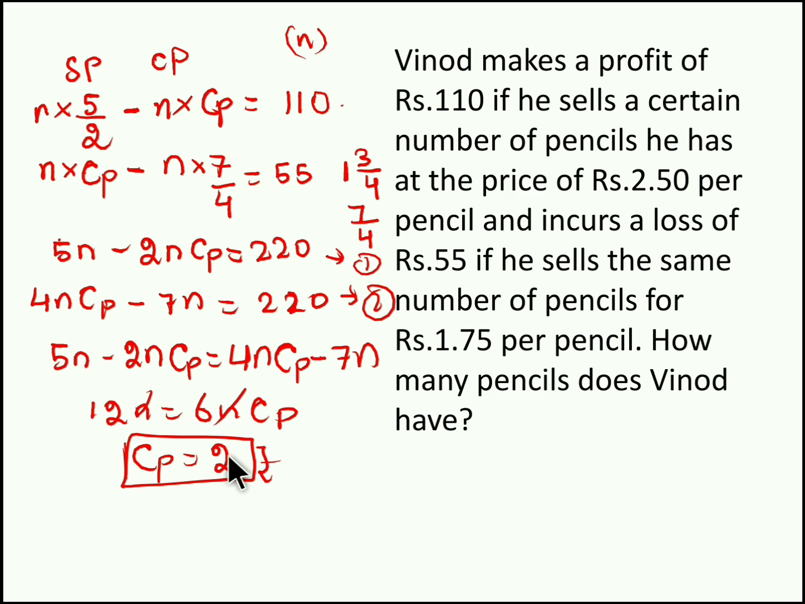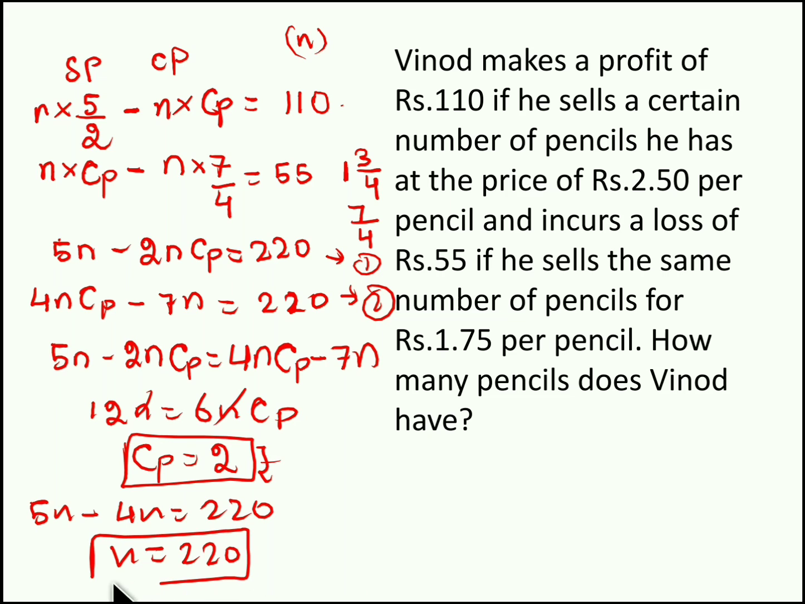Now if you substitute this 2 rupees in any one of these equations, you will get the answer. Let me substitute 2 in the first equation. I get 5n minus, instead of CP, 2 into 2, 4n, equal to 220. So 5n minus 4n gives n equal to 220. So the number of pencils here is 220. So how many pencils does Vinod have? He has 220 pencils.